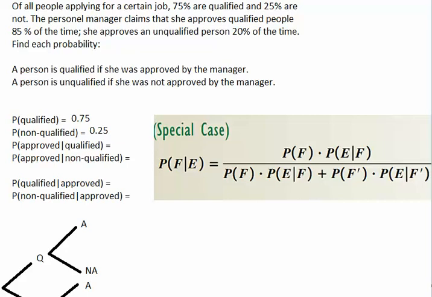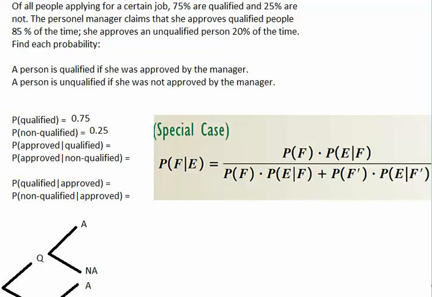75% of the people are qualified. This is clear. This means that 0.75 is the probability for a person to be qualified out of the entire sample, and 25% of them are not. So 0.25 are not qualified. This means the probability is 0.25.